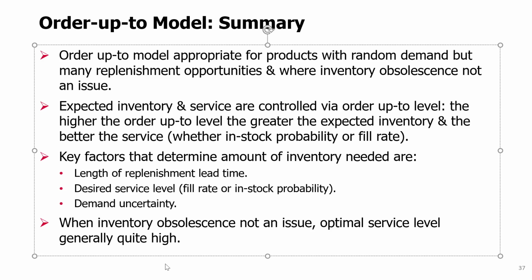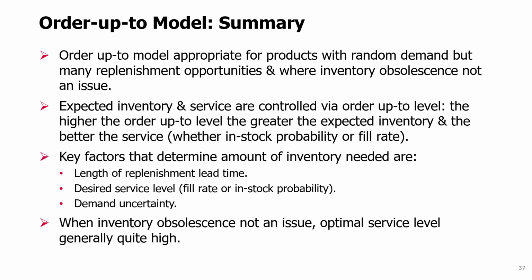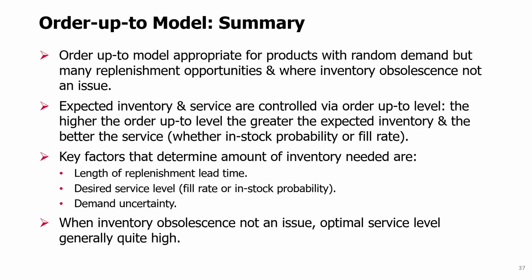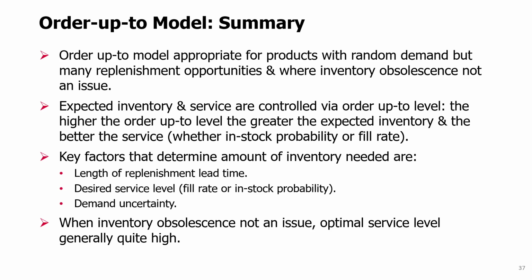And also, this model shows that when obsolescence is not an issue, then optimal service level is usually quite high, even if you try to minimize mismatch cost or maximize profit. This is something that was not the case in the news vendor model. In the news vendor model, the obsolescence was, of course, a big issue. And then when we were trying to maximize profit, we actually had quite low service levels. In the order up to model, we very often have very high service levels for whatever objective that we assume.